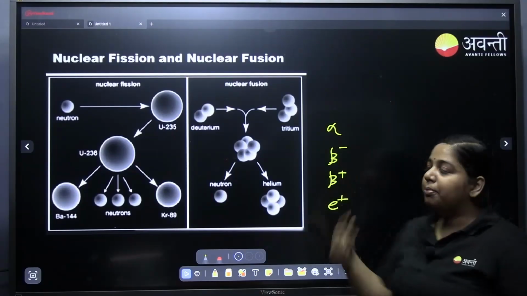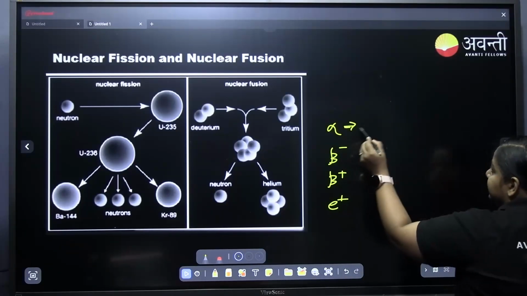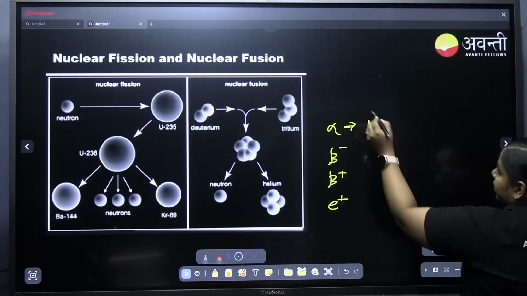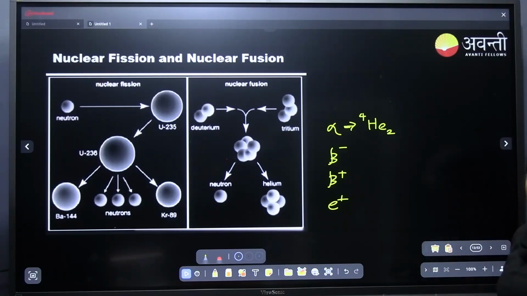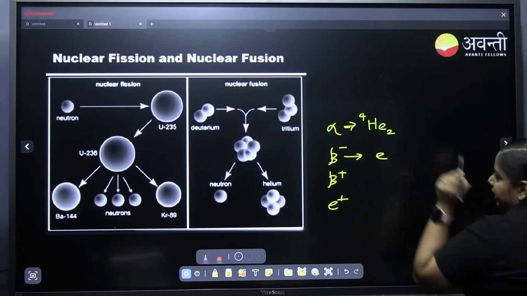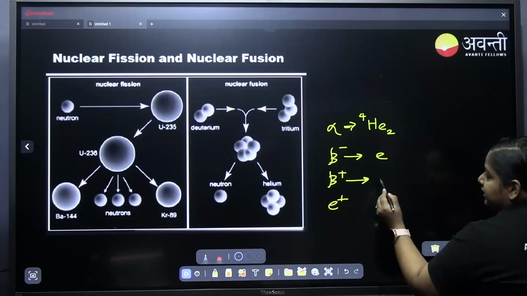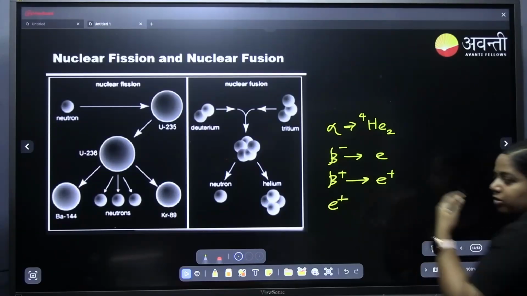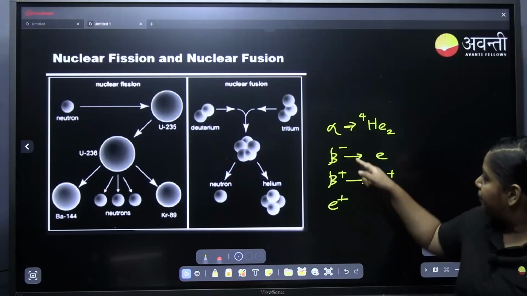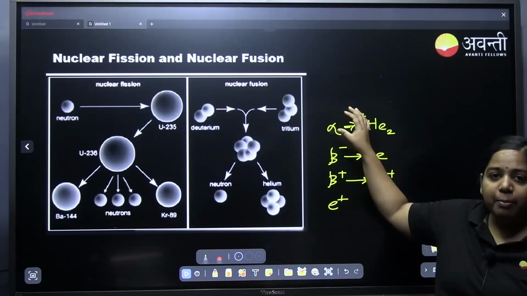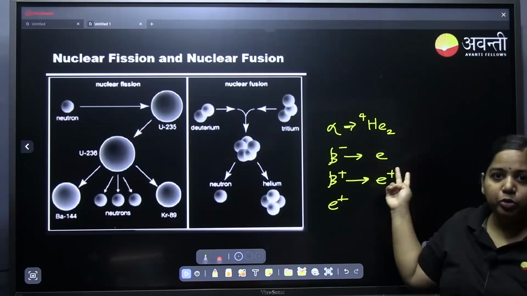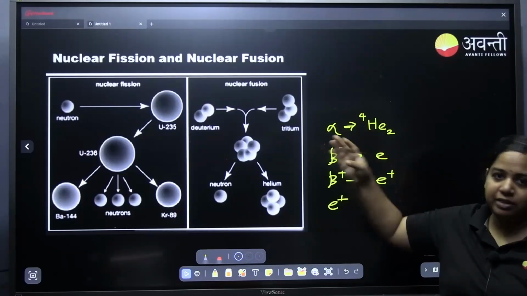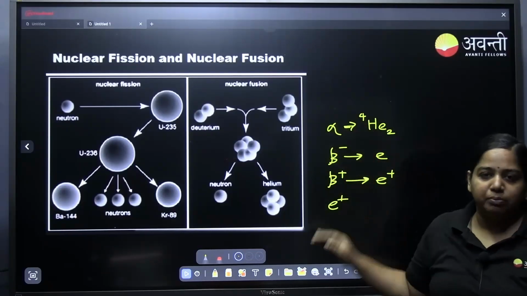Okay, alpha particle is a helium nucleus. So this is He, mass number is 4, atomic number is 2. Helium nucleus, so it is positive. Beta minus is just an electron. Beta plus is a positron. If an alpha particle is emitted from a nucleus, actually 2 protons and 2 neutrons are emitted from it. That's what alpha particle emission means.